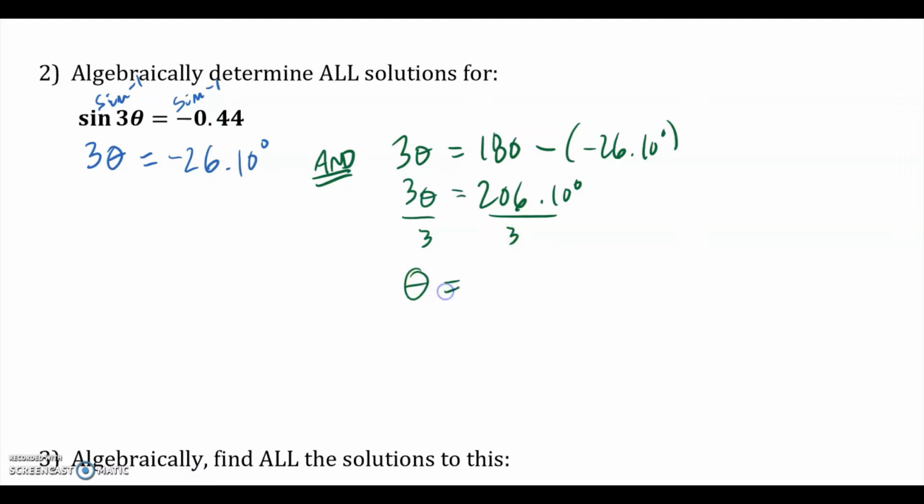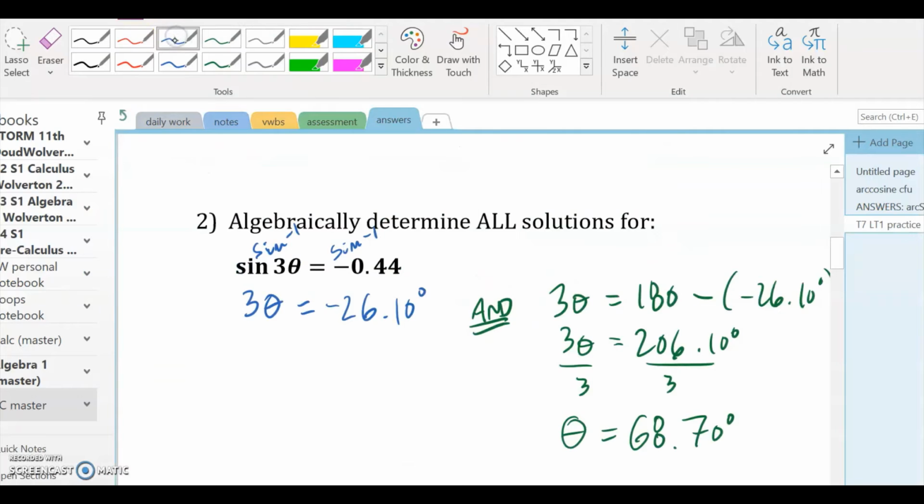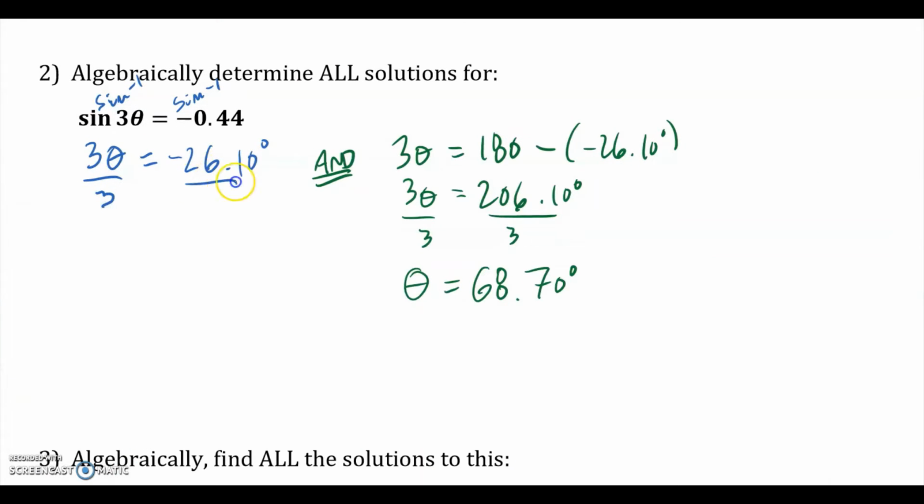So theta will be 68.70 degrees. And on this side, we get theta equals negative 8.7 degrees. Good news, the period is the same for number 1 and number 2, so plus groups of 120 degrees. Done.